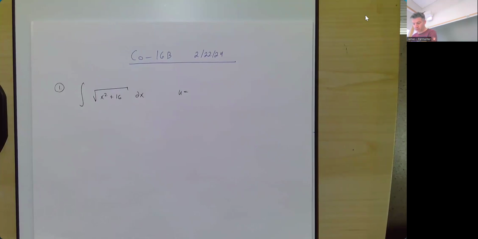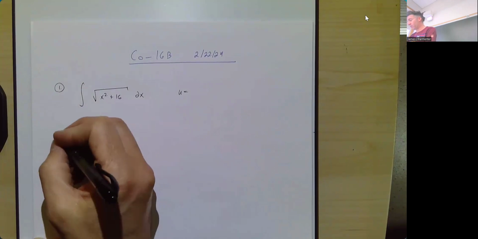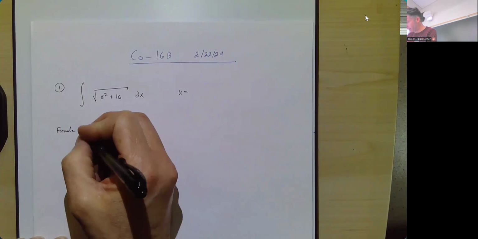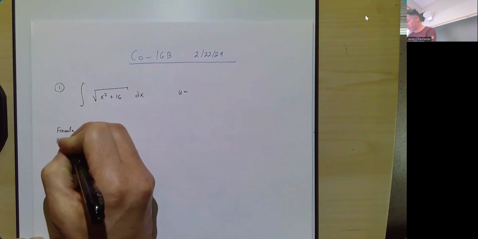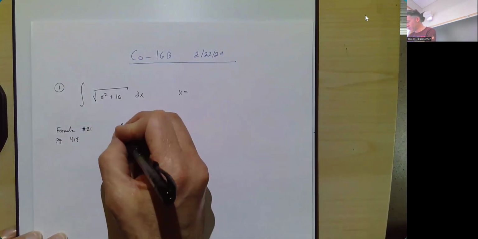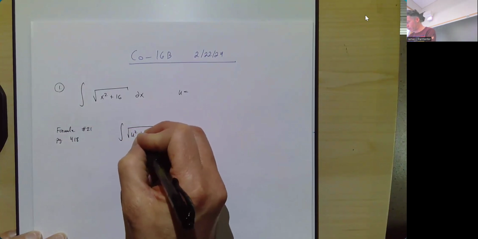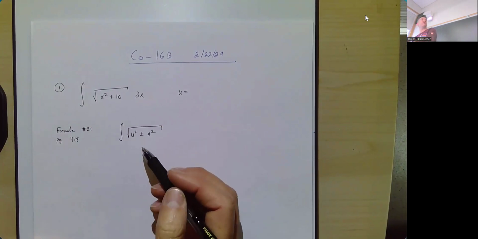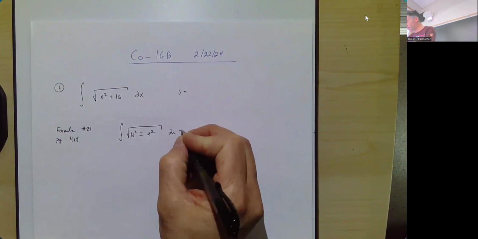If you look in the tables, this is formula number, which one is it? Number 21, which is on page 418. It says that the integral of the square root of u squared plus or minus a squared. When you look at formulas like this, you should always think of u as the variable and a as a constant. B is also a constant.